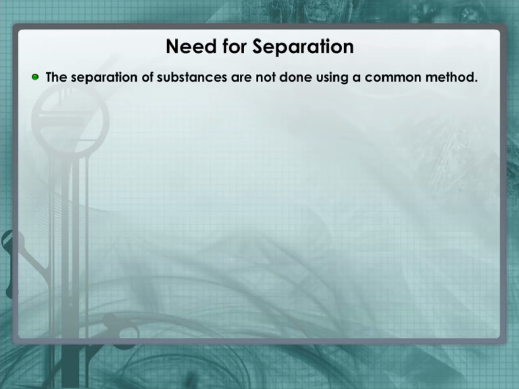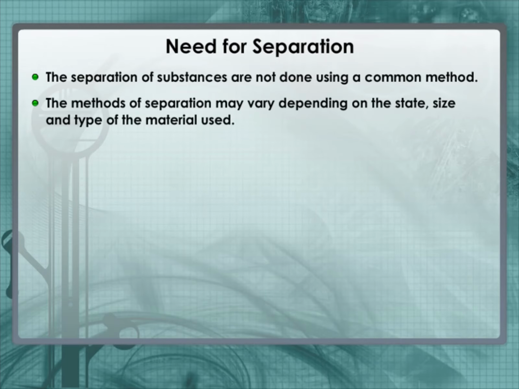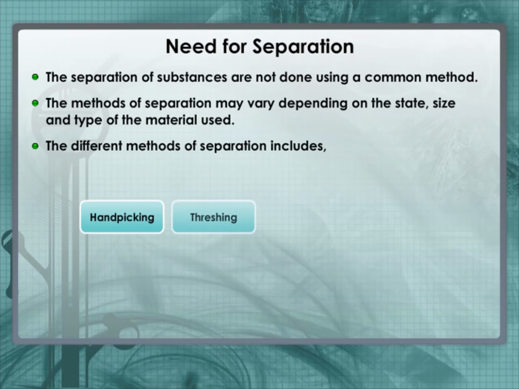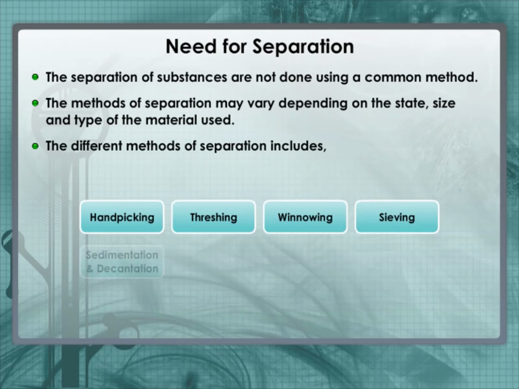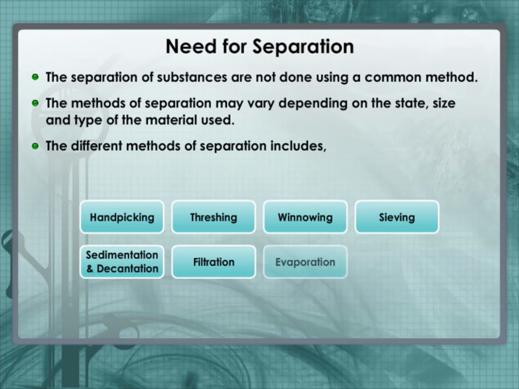The separation of substances is not done using a common method. The methods of separation may vary depending on the state, size, and type of material used. The different methods of separation include handpicking, threshing, winnowing, sieving, sedimentation and decantation, filtration, evaporation, condensation.